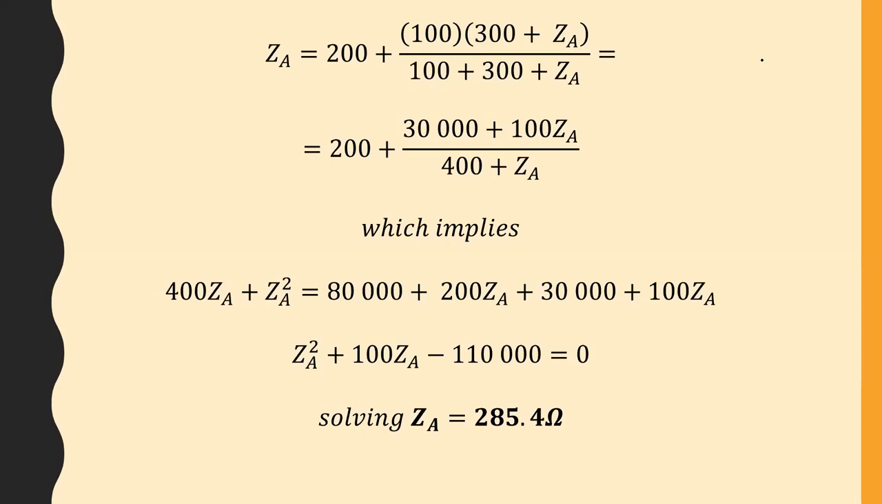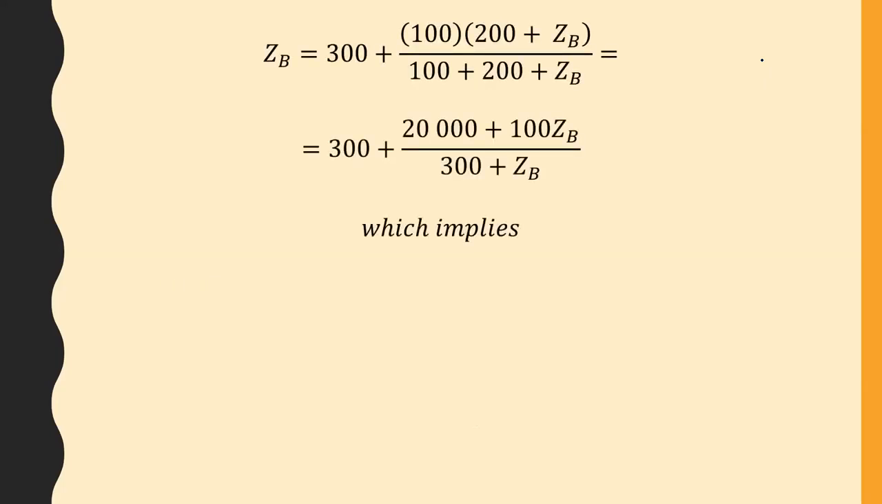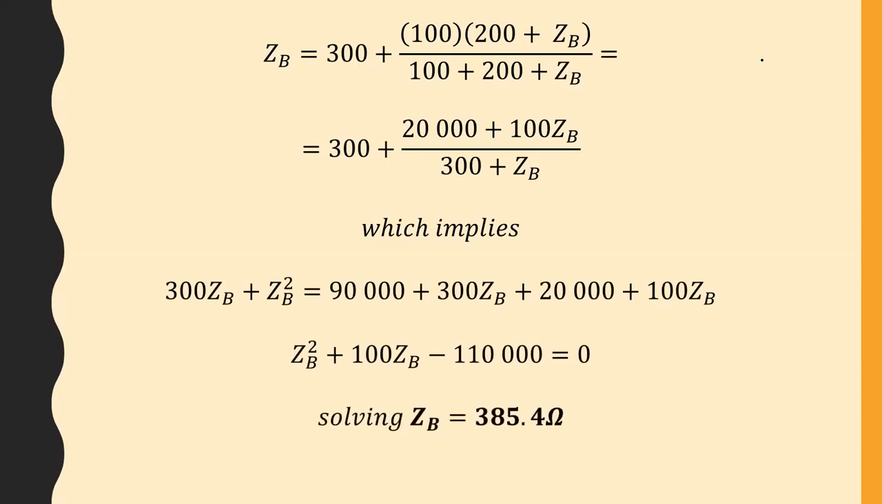Okay, so for the next one, looking at port B, we look at port B. Remember, we are connecting ZB at port A, and we're looking into port B. So if we do that, then that would be our expression. We simplify, we get ZB to be equal to 385.4.